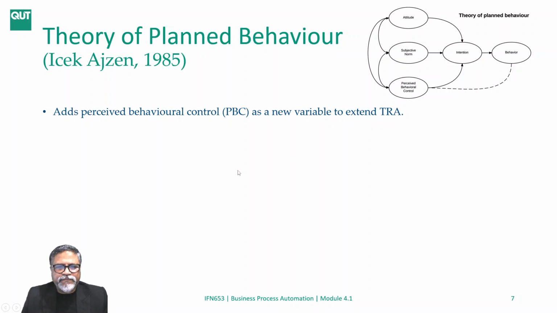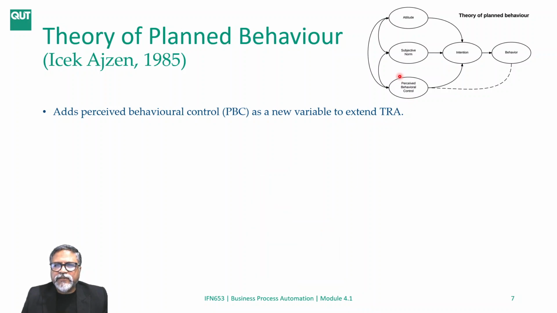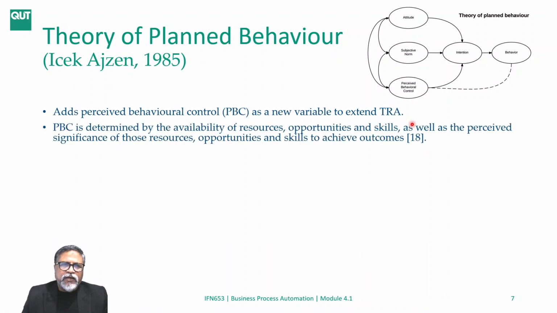This guy, right? Let me show you. Laser pointer. This guy, perceived behavioral control, in theory of planned behavior, is determined by the availability of resources, opportunities, skills, as well as perceived significance of those resources, opportunities, and skills to achieve outcomes. So you notice that behavioral control is an outcome of resources, future possibility for growth, and the skills provided through different programs of training and development.